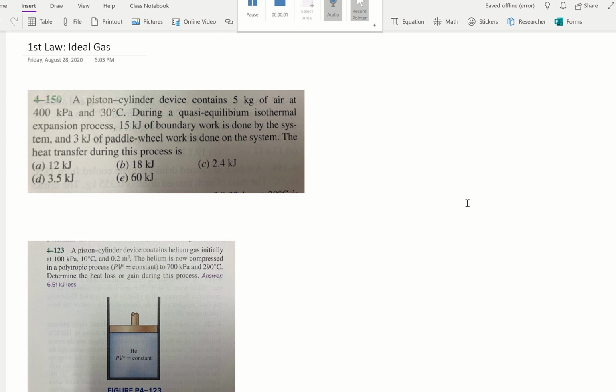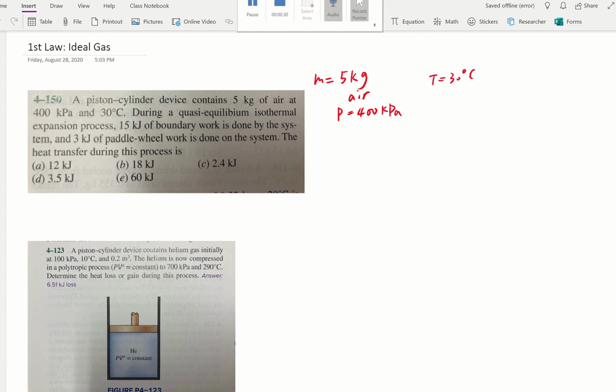Hi, in this video we're going to look at a few examples that involve the first law where the substance is ideal gas. All right. So the first one is a piston cylinder with 5 kilograms. So that's the mass, and it's air, so we know it's ideal gas, and the pressure is 400 kilopascal, and the temperature is 30 degrees Celsius.